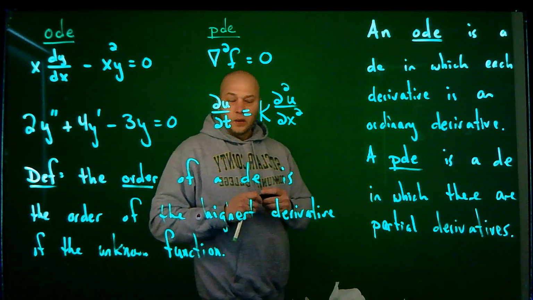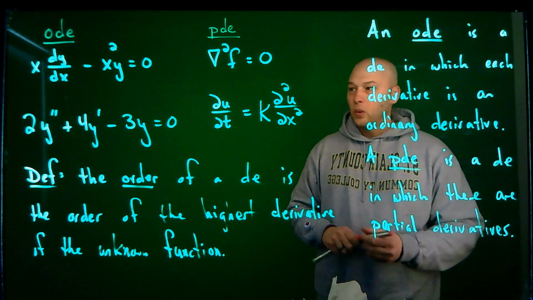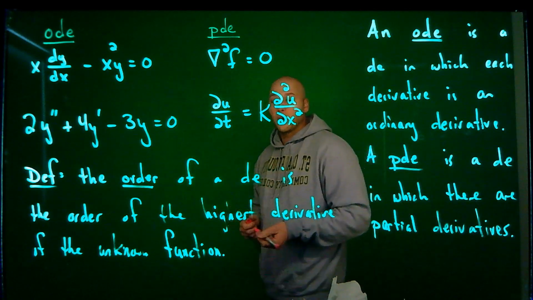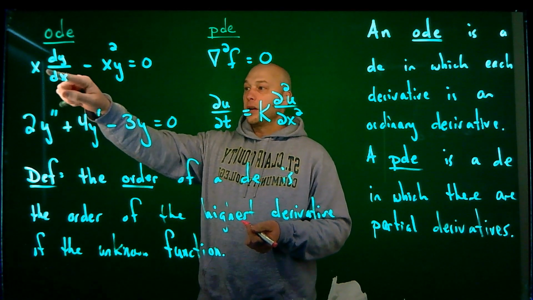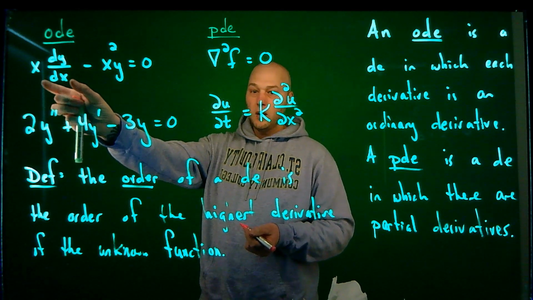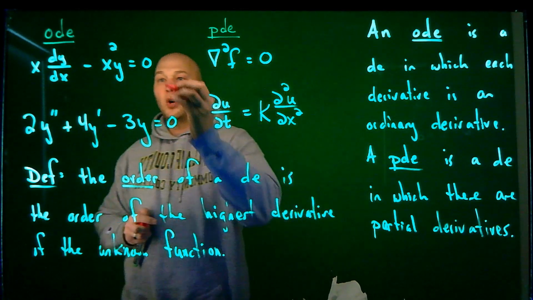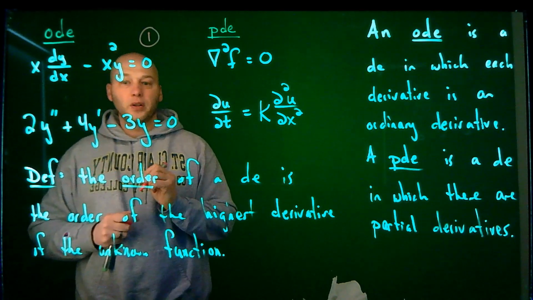Okay. Now, if I go back up to these previous examples, what's the order of each of these four differential equations? If I look at this first ODE, notice the only derivative appears right here, and this is a first order, so the order of this one would be 1. This would be a first order differential equation.